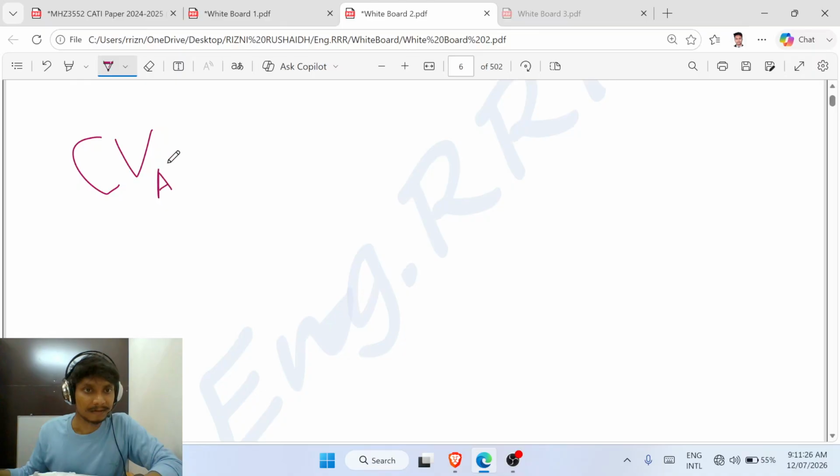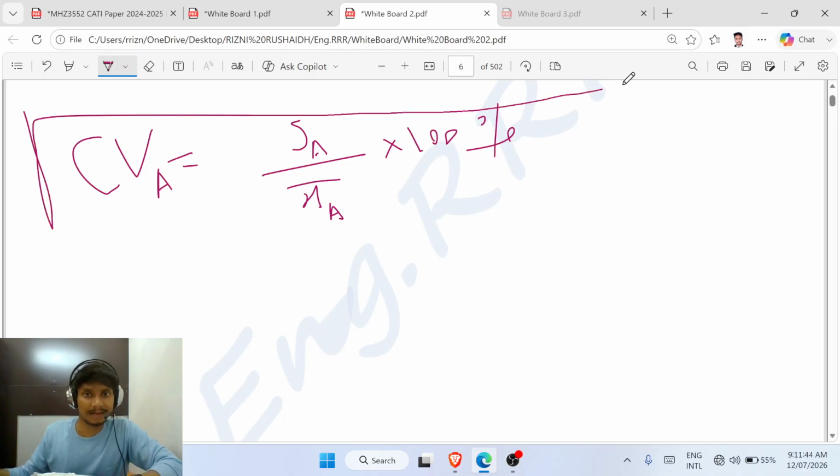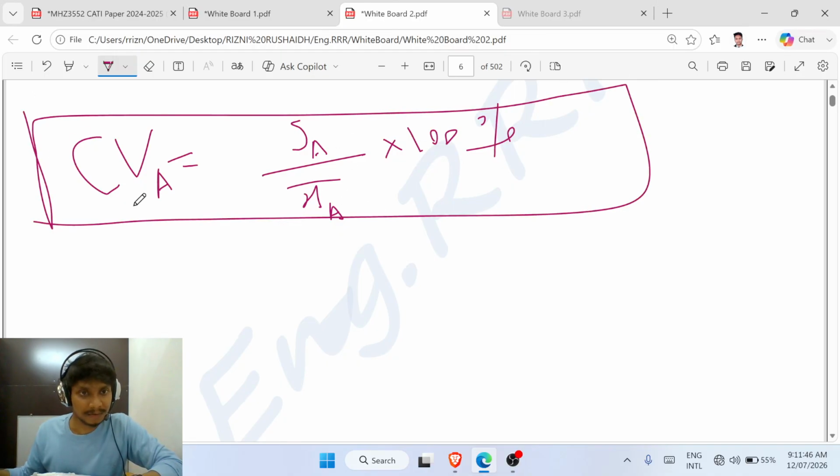CVA is equal to SA divided by XA bar into 100 percentage. CV is equal to S by X bar into 100%, that's right. Therefore CVA is equal to SA divided by XA bar into 100 percentage.